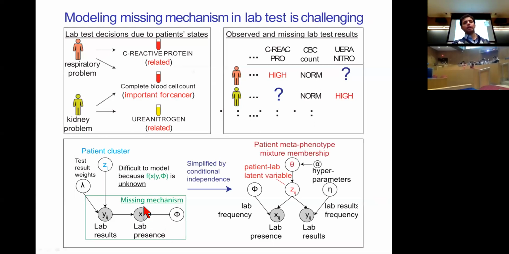So that's basically an example of explicitly modeling the missing mechanism. Basically says, was this lab observed or not? Sounds good?